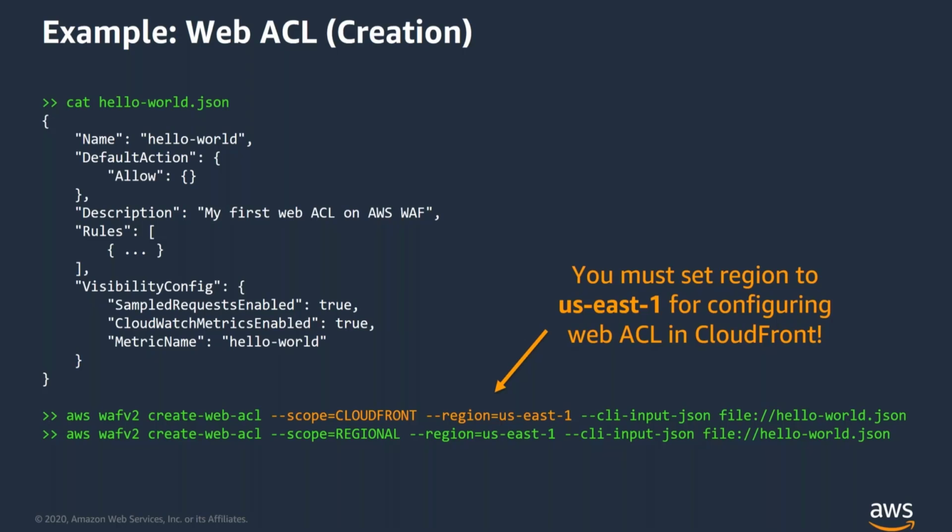Now, if you're creating a resource for CloudFront, you have to set the region to US East 1 first, then set the scope to CloudFront. If you're creating a regional resource, you just have to simply set scope to regional and set the region code as desired.